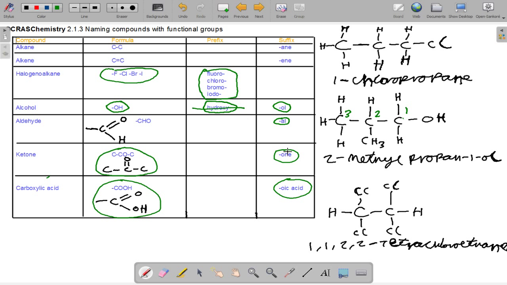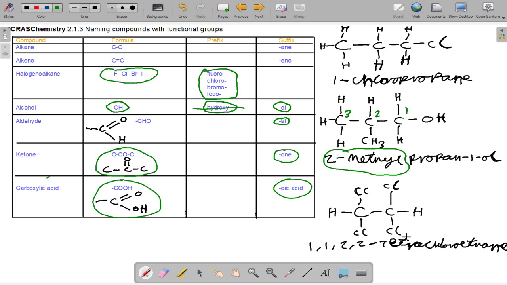So 2-methyl-propan-1-ol. That's how you write it down. You don't go propan-1-ol 2-methyl, as methyl is considered to be a prefix to naming them.